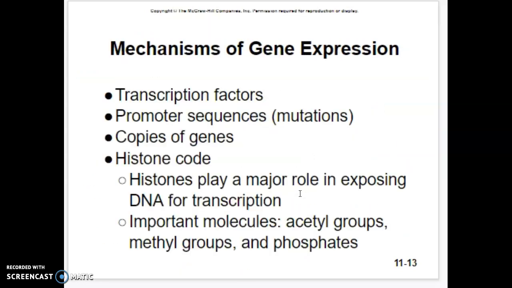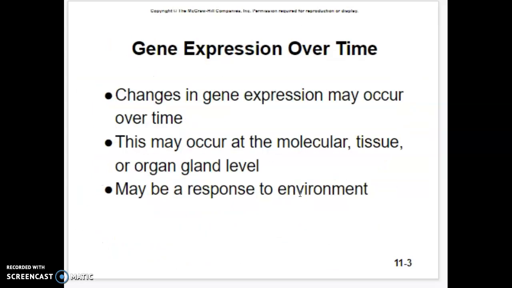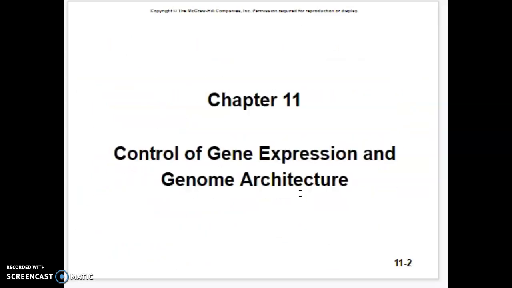Notice this is a very short chapter, even though it's a very important subject. The thing is, we don't know a lot of this stuff. This is where a lot of the cutting edge research is going. If you really want to go into this kind of field, there's a lot of research to be done here.